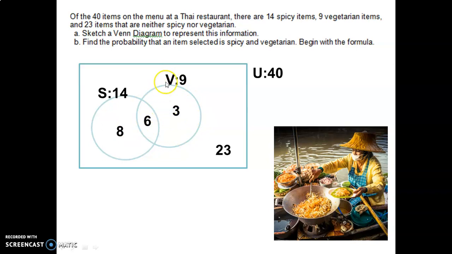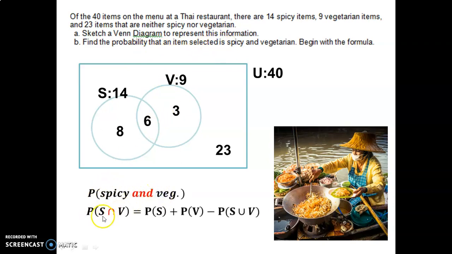Let's use the formula for intersection because that's what this is asking for: items that are spicy and vegetarian. So spicy intersection vegetarian. Remember that formula is you add all the spicy items with the vegetarian items and then you subtract away the union. Remember, that was the reverse of the union formula. Let's put the numbers in there. Spicy items, 14 out of 40. Vegetarian items, 9 out of 40. Minus the union. The union is everything in these circles. That means 8 plus 6 plus 3, which is 14, 17, so minus 17. And that gives you 6 out of 40. Again, that matches what we saw in the Venn diagram. There are 6 items in the middle here.